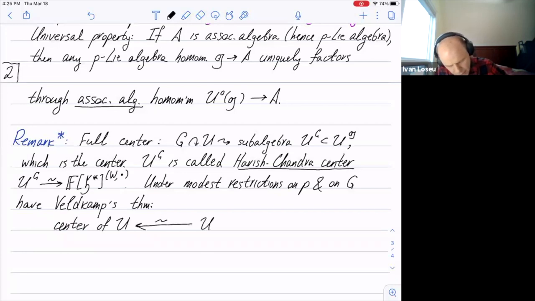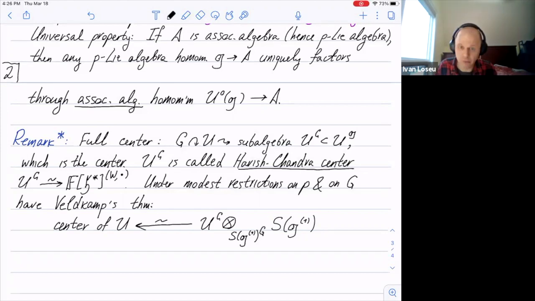So it's generated by the Harish-Chandra center and the p-center. Maybe I can just write it as Z of g one. And these generators are kind of as free from each other as they can be. So that's a tensor product over their intersection. And their intersection, let me put some more space, so I tensor over the invariants of the group in S of g one, okay? So that's a complete description of the center. Are there any questions?